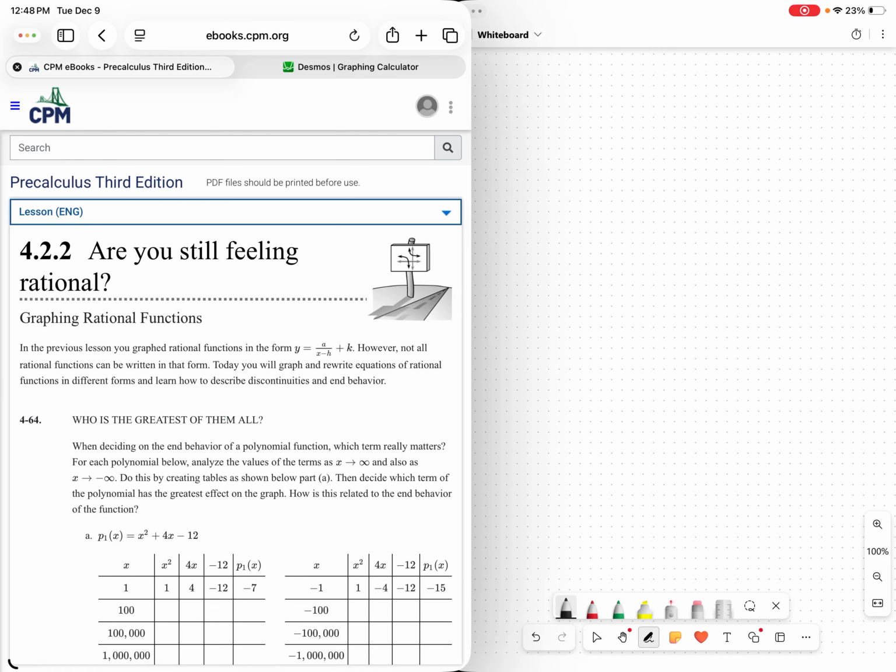Lesson 422, graphing rational functions. So in the previous lesson, we graphed rational functions in this graphing form or transformational form, right? However, not all functions can be written in that form. So today we're going to graph and rewrite equations of rational functions in different forms and learn how to describe discontinuities and end behavior.